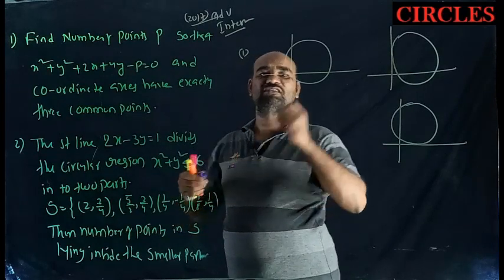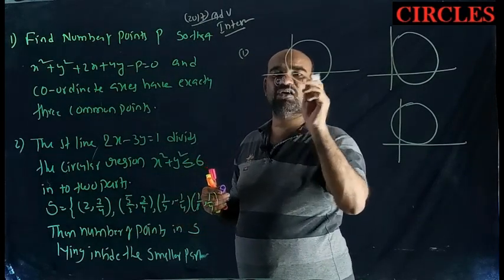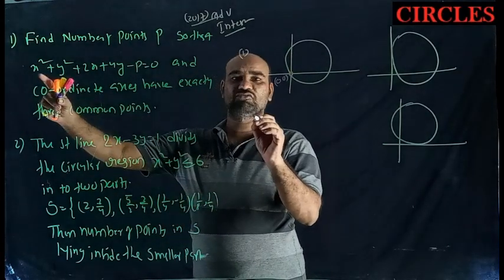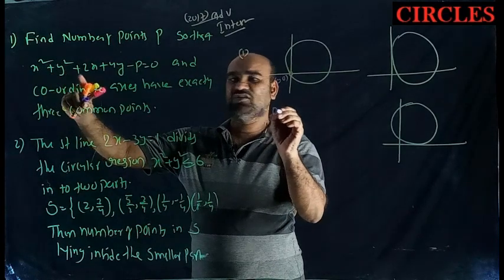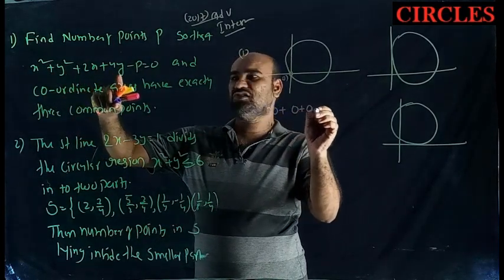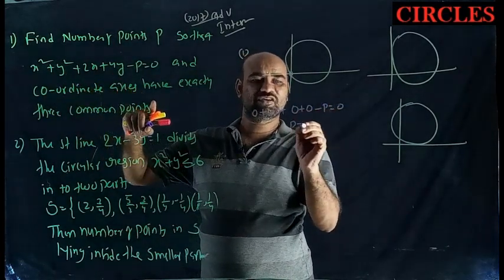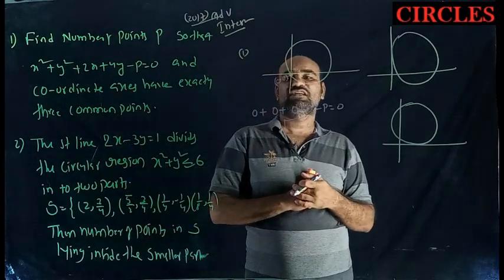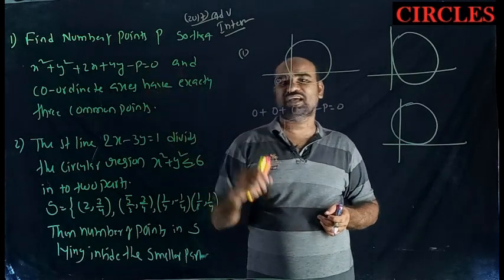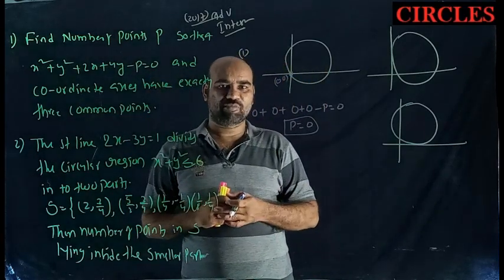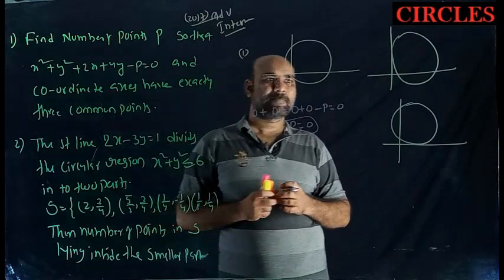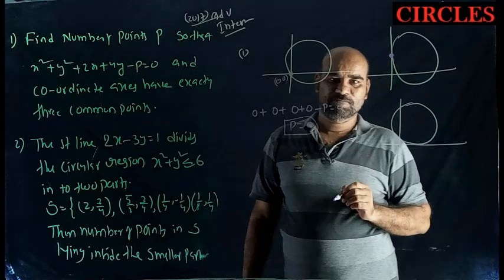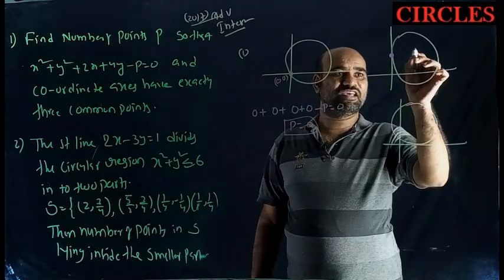First of all, in this situation, 0, 0 should be on the circle. So just substitute 0 plus 0 plus 0 plus 0 minus p equal to 0, meaning p equal to 0. P equal to 0 is one of the required values. If p equal to 0, then this equation and the coordinate axes will have three common points. In this situation, for example, h comma k is the center.